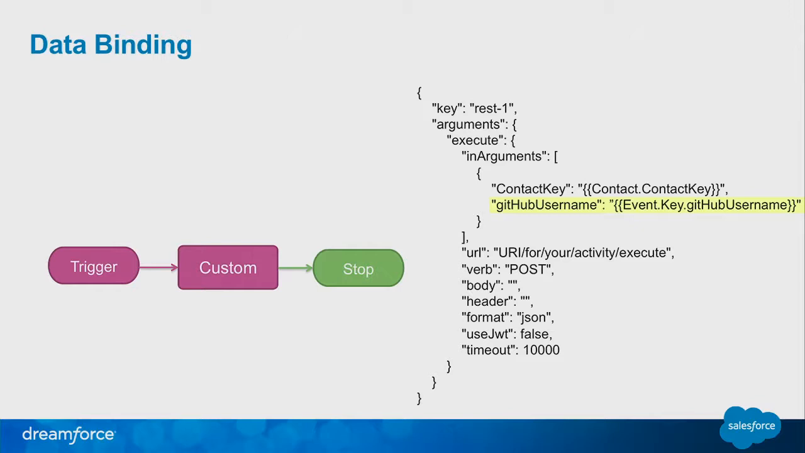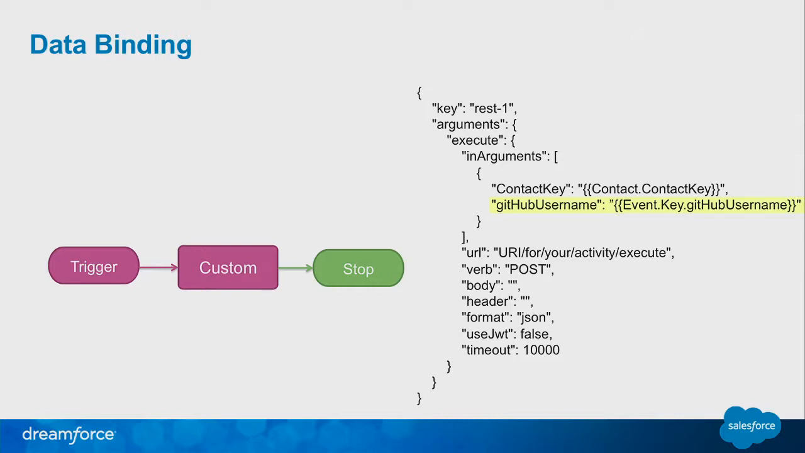And so the final piece I want to talk about is data binding. This is my favorite feature, only because it's so powerful. There are different ways you can data bind. You can data bind to the event data, so that was from the API. In this sample I've been using throughout this presentation, I've been using GitHub username. And so what will happen here is on execution, when I post to this URI for your activity execute URL, I'll bind to that username. So Jacob R. Miller will actually be posted to the endpoint, not this expression.